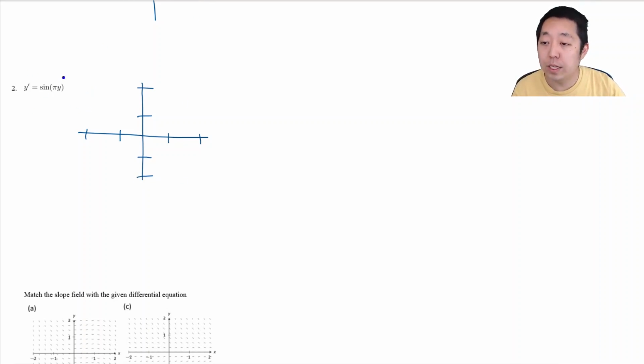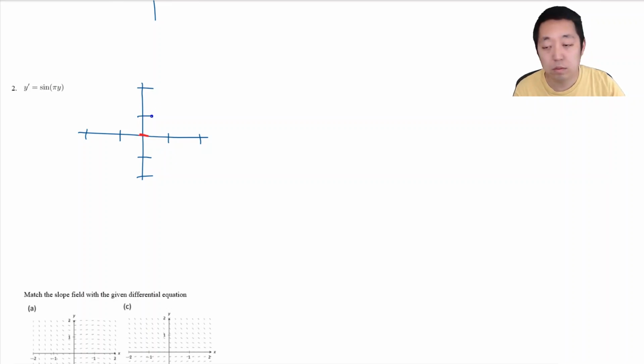So this is dependent only on y. So when x is 0, the x value doesn't matter. When y is 0, what's sine of 0? It's 0. Sine of pi, when I go up to 1, sine of pi is also 0.